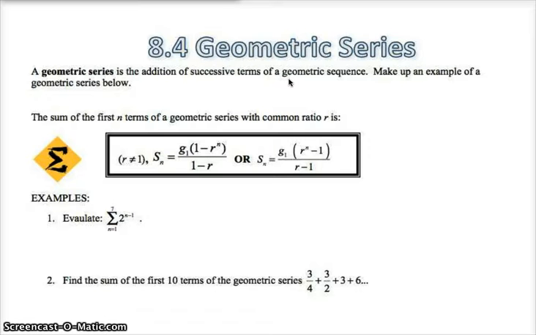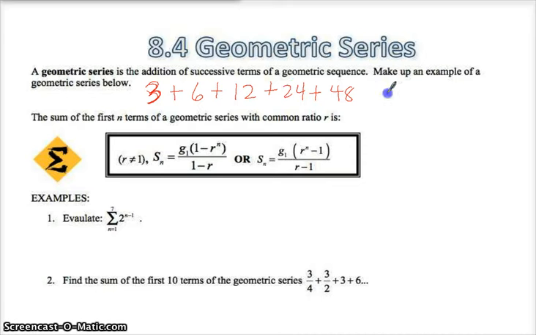So what can we do? We could start with the 3. Multiply that by 2, get a 6. Multiply that by 2, get a 12. Multiply that by 2, get a 24. Multiply that by 2, get a 48. And that is a geometric series. It's the sum of successive terms in a geometric sequence.